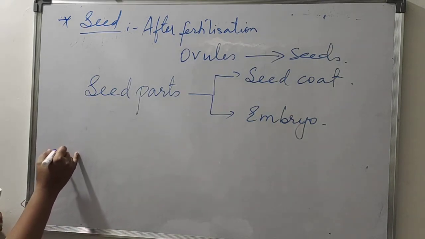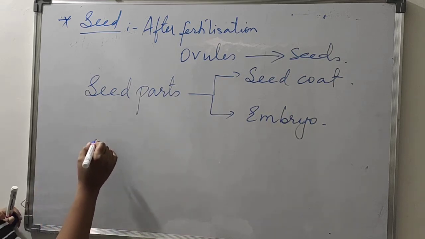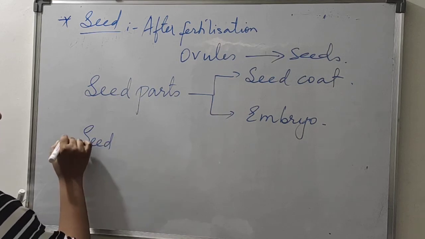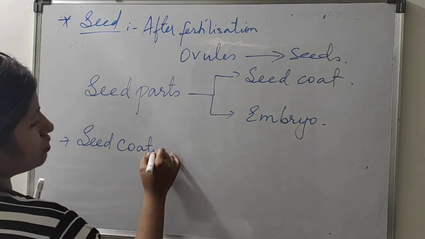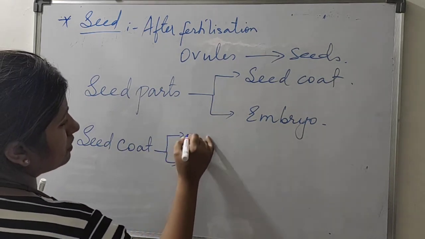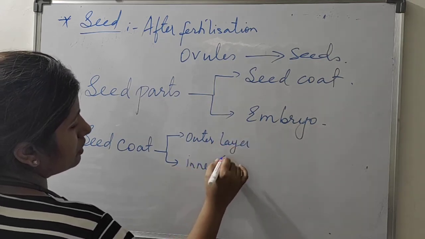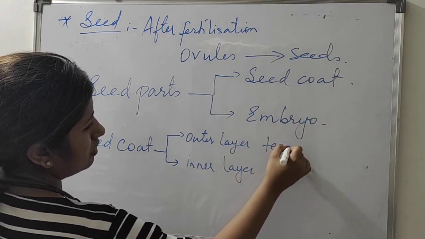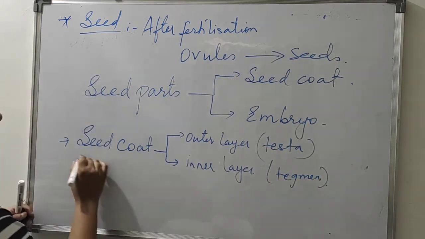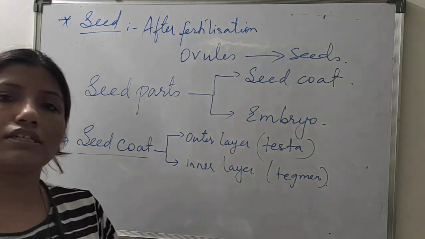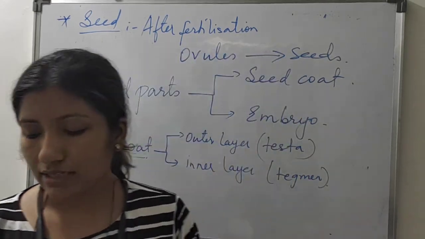We will start with the seed coat. Okay, the seed coat has two layers. One is the outer layer and one is the inner layer. The outer layer is known as testa, and the inner layer is known as tegmen. In the seed coat, the seed's cover is made up of two layers. The outermost one is testa, the innermost one is tegmen.